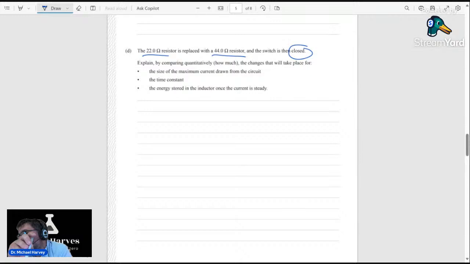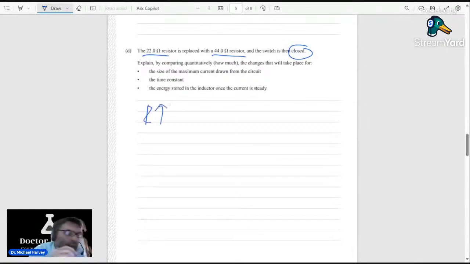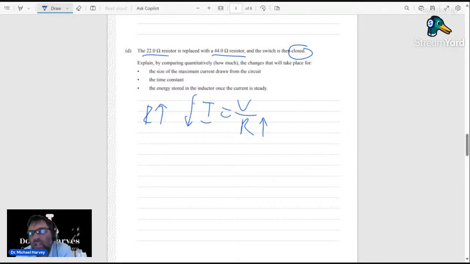So the time constant and the energy stored by the inductor once the current is steady. Going to increase the resistance. Because current equals V over R, if you increase the resistance, the size of the maximum current is going to halve, it's going to decrease. So you've doubled the resistance, you've halved the current. So 2R just means half I.